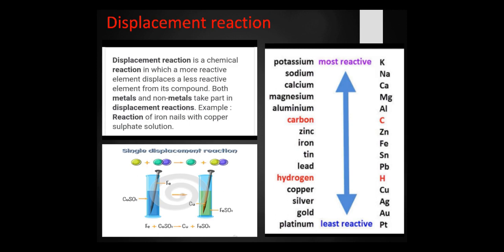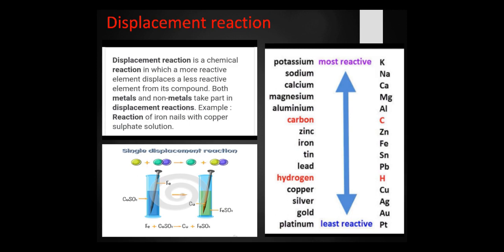So after some time you will see that the copper sulfate solution will turn green instead of blue, and the iron nail deposits, forming ferrous sulfate. So here you can see that copper is displaced by iron. This reaction is called a displacement reaction because here one element displaces another element.